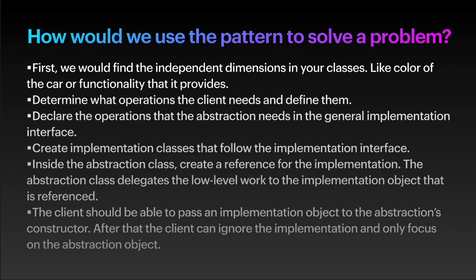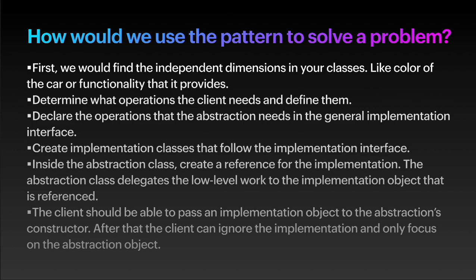How would we use the pattern to solve a problem? First, we would find the independent dimensions in your classes, like color of the car or functionality that it provides. Then we would determine what operations the client needs and define them. We would declare the operations that the abstraction needs in the general implementation interface. Then we would create implementation classes that follow the implementation interface.